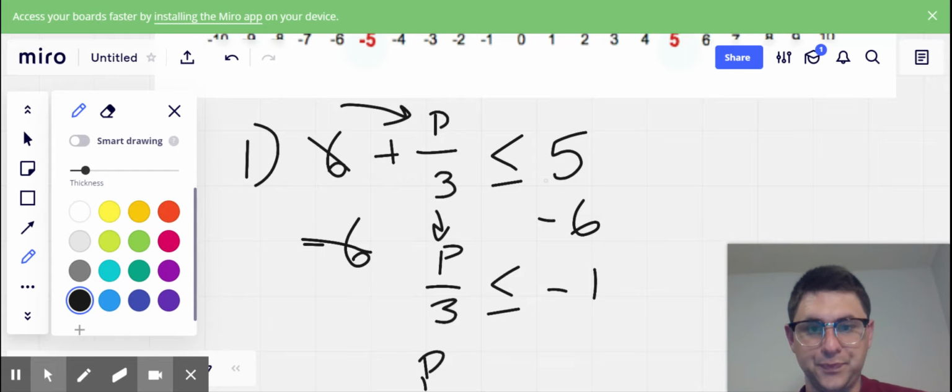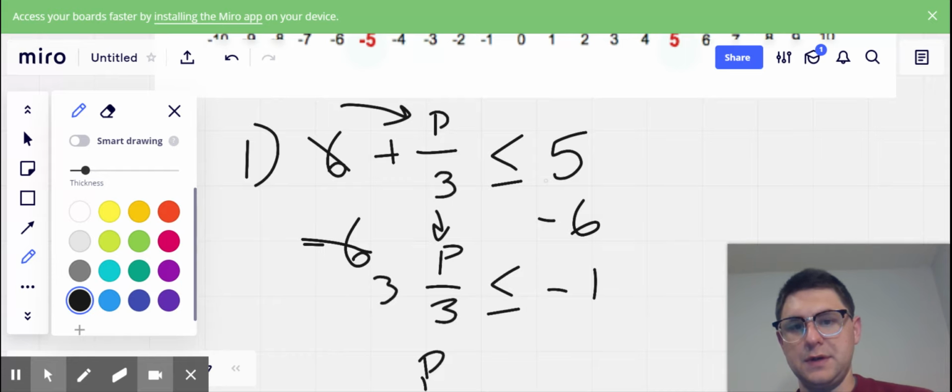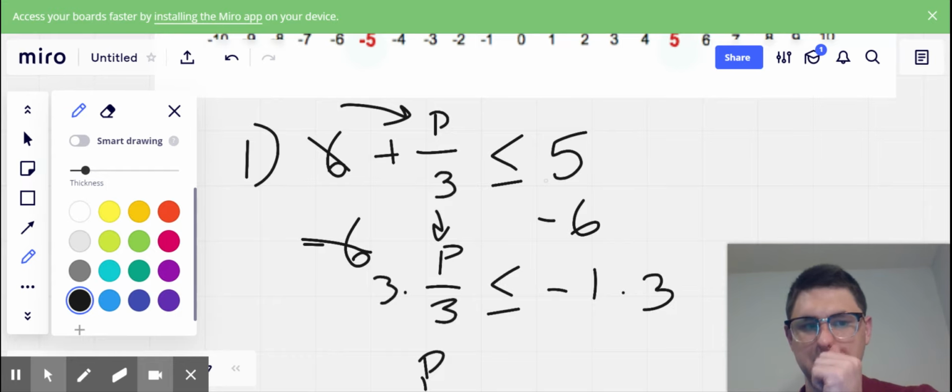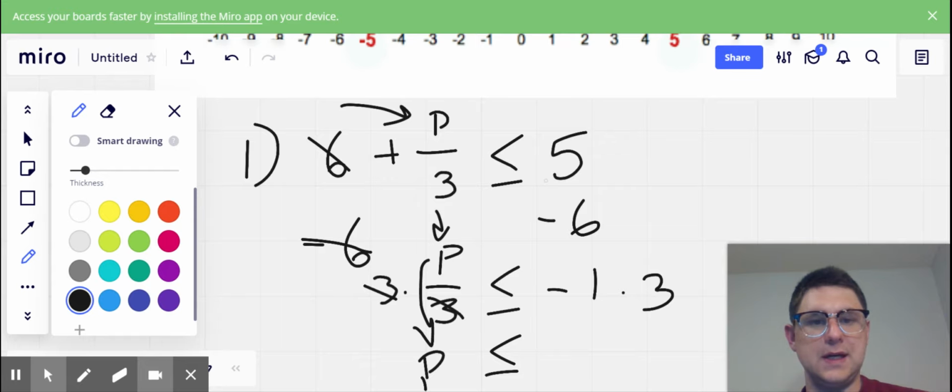All right, then we're still going to look at the variable, look at what's happening to it. It's being divided by 3. So we're going to do the opposite of it to get rid of it. The opposite of dividing by 3 is multiplying by 3. So we're going to say 3 times p divided by 3 and negative 1 times 3. Now, if we were multiplying or dividing by a negative number, this would flip our middle sign, but it's not negative, so it will stay the same. Okay, so the 3's cross out here. P moves down. And then, again, we're keeping our same sign. And then we've got negative 1 times 3, which is equal to negative 3.